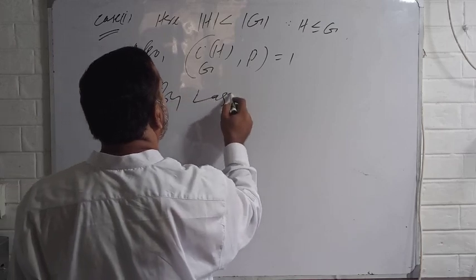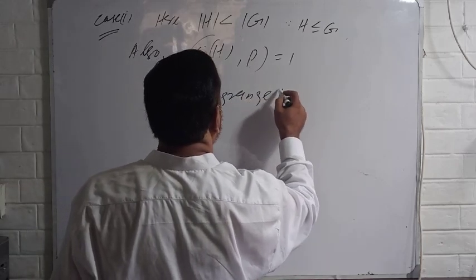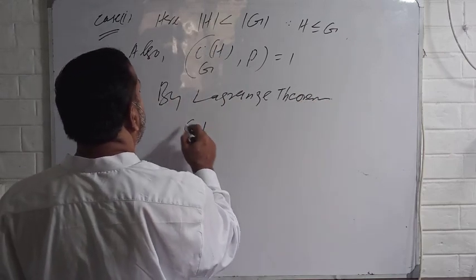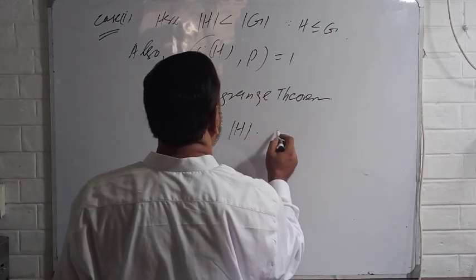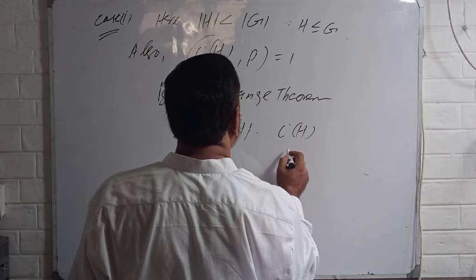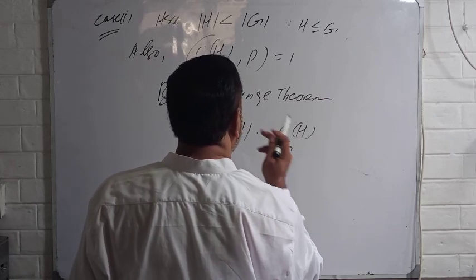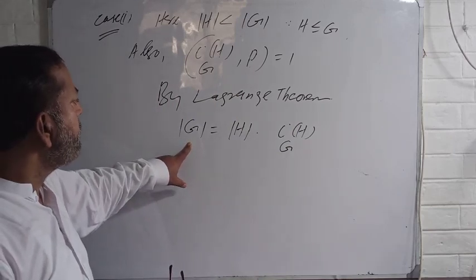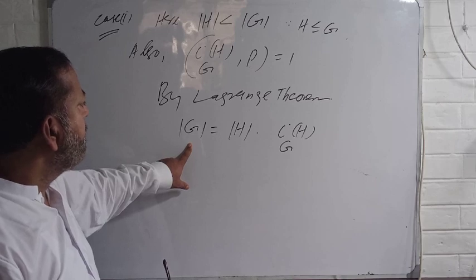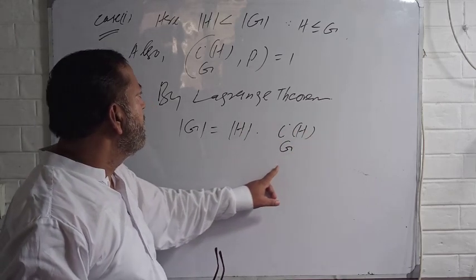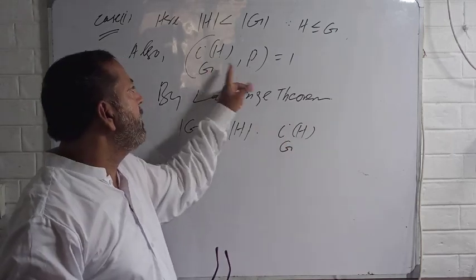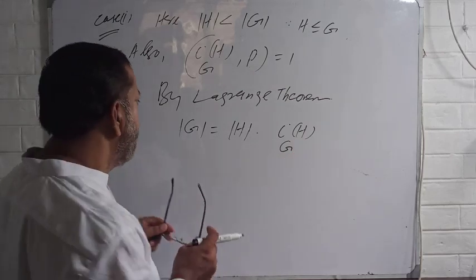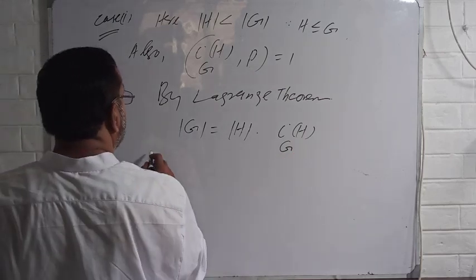So by Lagrange theorem, order of G is equal to order of H times index of H in G, right? Now P divides order of G, so P divides the left side. Because P divides the right side, but index and P are relatively prime, so P must divide order of H.